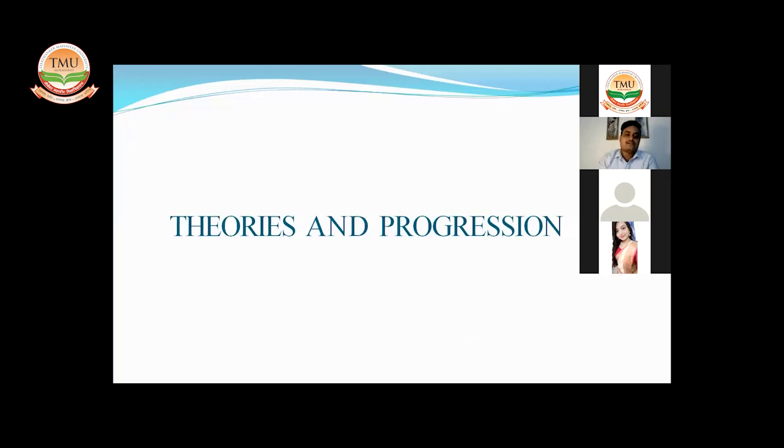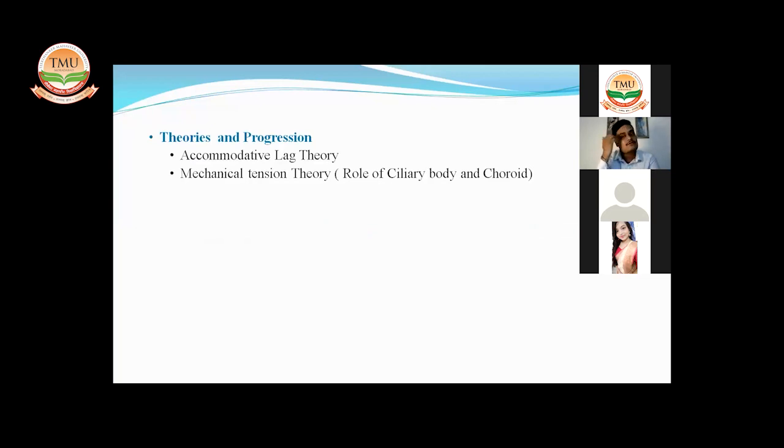Now, we will talk about another thing here, which is called theories of progression. So what are the theories given in the myopic field? First is the accommodative lag theory. Second is the mechanical tension theory, in which there is a role of the ciliary body, choroid and accommodation. Then the third one is the concept of emmetropization, which is also a very important and interesting theory here. The fourth one is peripheral refraction.